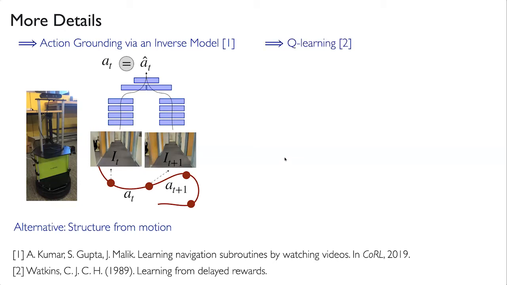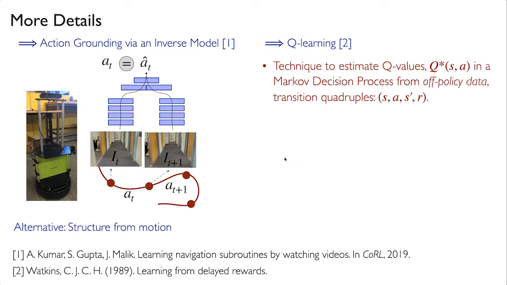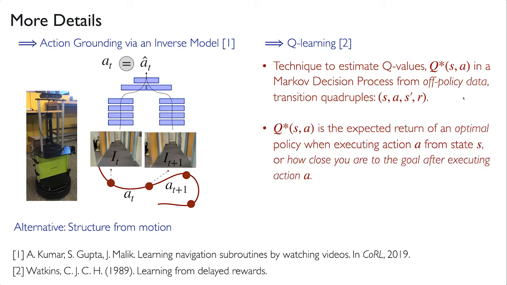Aspect number two that I mentioned on the previous slide was Q-learning. And again, if you're not familiar with Q-learning, unfortunately, I won't be able to go into all the details of Q-learning, but I'll give you a brief overview. It's a technique to estimate Q values, Q star of S, A in a Markov decision process from off-policy data. And this data, you can think of in the form of transition quadruples. So you are in some state, you take some action, you get to a new state and you get some reward. And this is called a transition quadruple. And Q-learning takes a database of these quadruples, and it can basically learn optimal Q functions from there, right?